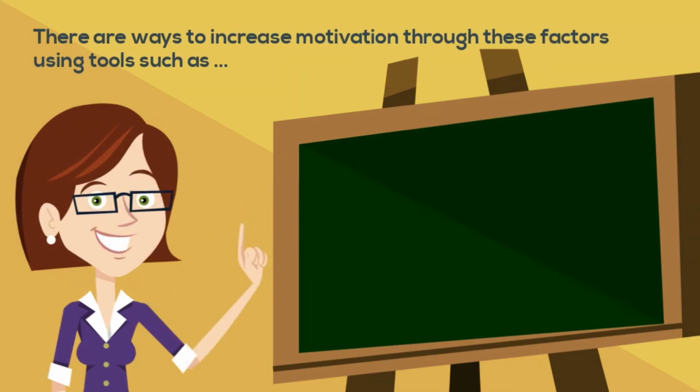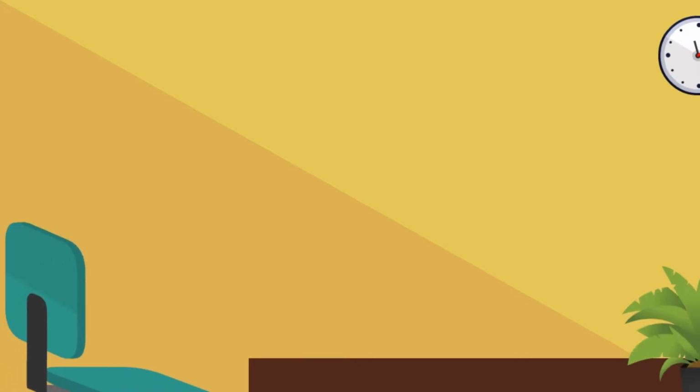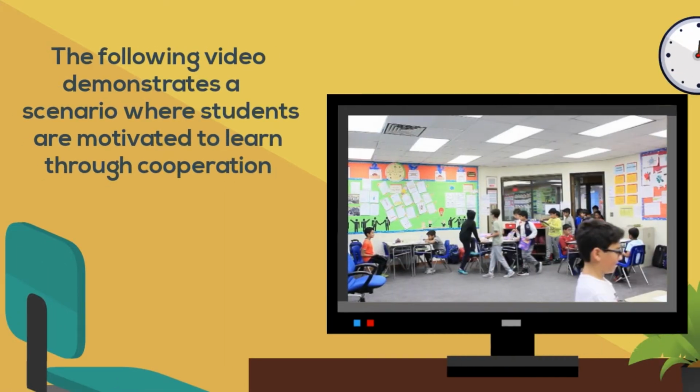There are ways to increase motivation through these factors using tools such as video games to increase curiosity, and using outside interests such as horseback riding, band, or other activities that may include peer cooperation and interaction. An example of this is in the following video, which demonstrates a scenario where students are motivated to learn through cooperation.